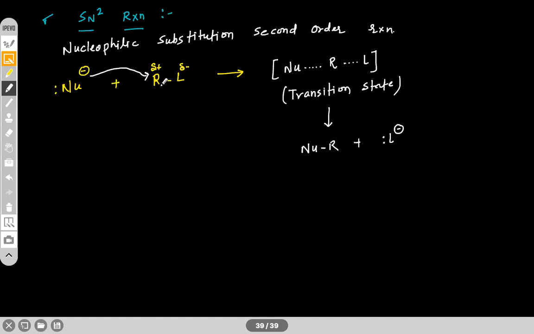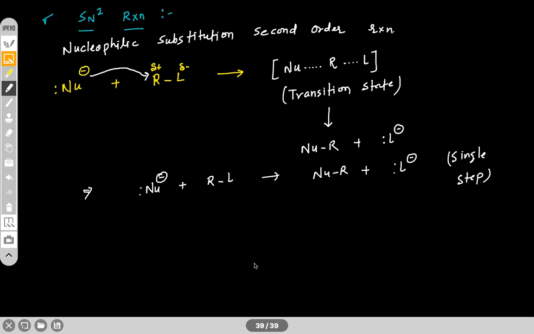Okay. Now I have written this in two steps. This comes over here, this comes over here. But actually the reaction is a single step reaction. Means this we won't show in any reaction. Overall the reaction, what we'll write? Nu minus plus RL converts into NuR and L minus goes out. Single step reaction. I have written this transition state to make you understand, but it is not a two-step reaction. Okay, got it? So this is one thing.